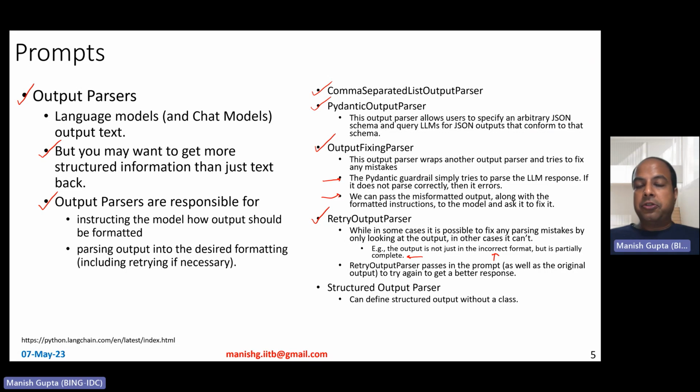So in those cases, what you do is retry. The retry output parser passes in the prompt as well as the original output to tell the LLM to try again and generate a better response that conforms to a particular kind of structured output. Okay. Lastly, there is a structured output parser, which can define structured output without using a class, which is typically used when defining a Pydantic output parser.